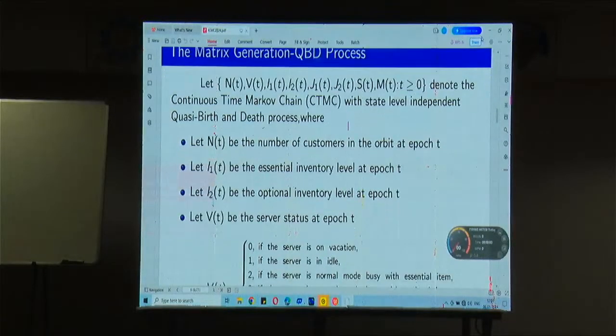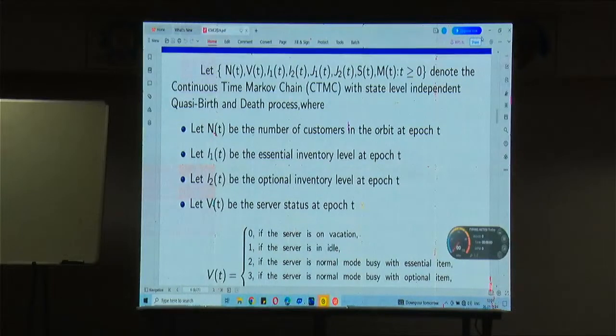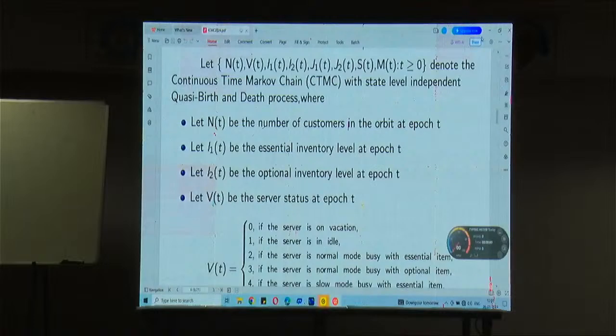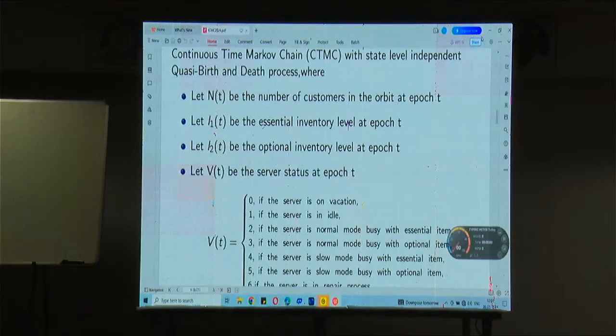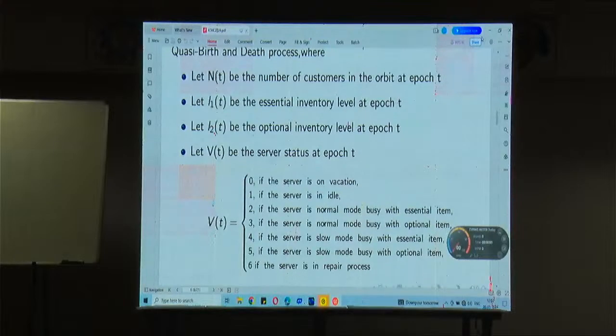Matrix representation of the model. Let N(t), V(t), I1(t), I2(t), J1(t), J2(t), S(t), M(t), t greater than or equal to 0, denote the continuous time Markov chain with a state level independent quasi-birth-death process. Let N(t) be the number of customers in the orbit, I1(t) the essential inventory level, I2(t) the optional inventory level, and V(t) the server status. V(t) is 0 if the server is on vacation, 1 if the server is idle, 2 if the server is busy in normal mode with the essential item, 3 if the server is busy in normal mode with the optional item, 4 if the server is busy in slow mode with the essential item, 5 if the server is busy in slow mode with the optional item, and 6 if the server is in the repair process.